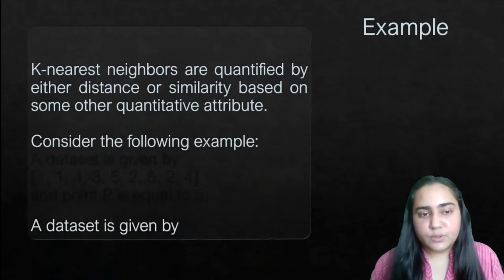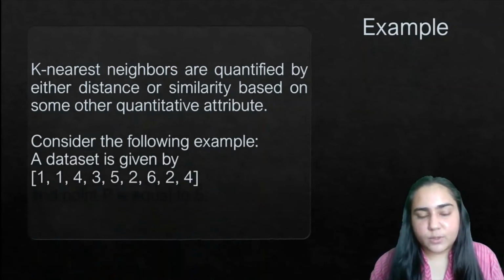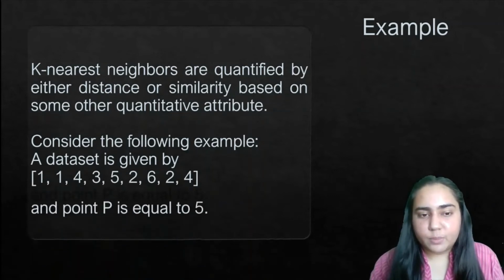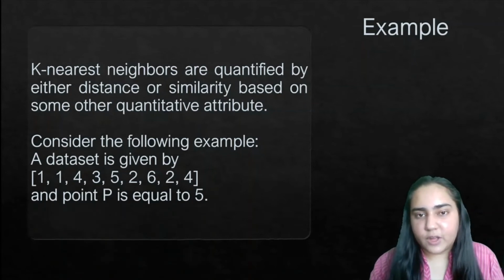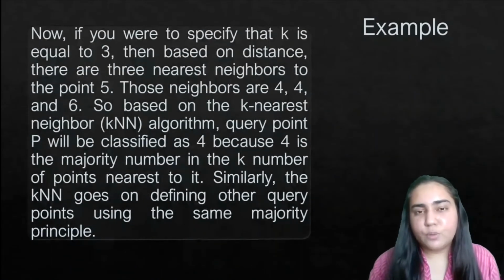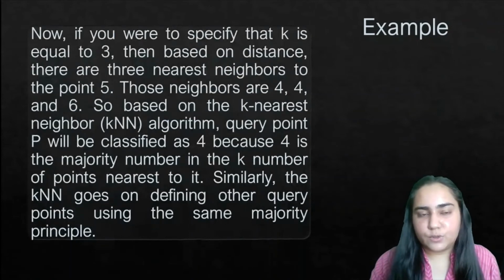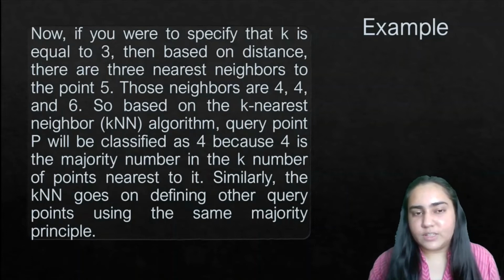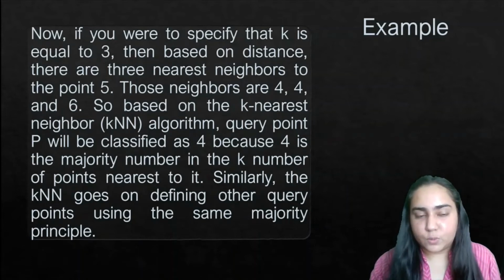Let's see an example. You are given a data set which contains these numbers: 1, 1, 4, 3, 5, 2, 6, 2, 4. And the point P is picked as 5. In the next step, if you specify that k is equal to 3, you need to pick the 3 nearest neighbors to the point 5. These would be 4, 4, and 6, because you're just subtracting 5 from all these values and picking the 3 nearest ones.